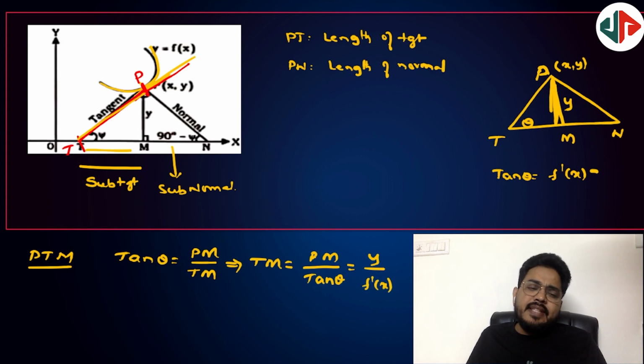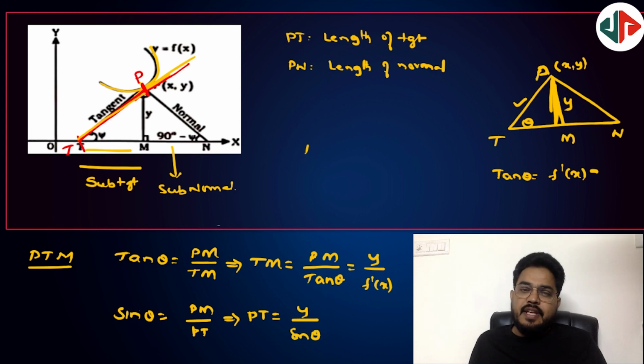If I take sin theta, because I need these two only, sin theta is equal to PM by PT. So PT is equal to y by sin theta. Here, tan theta is equal to f dash of x.